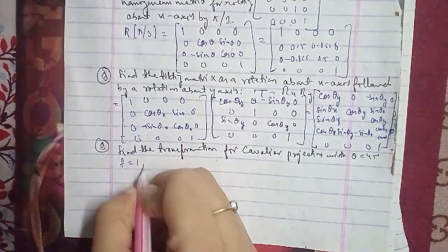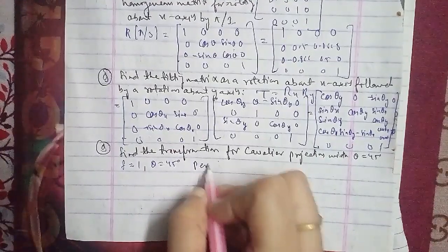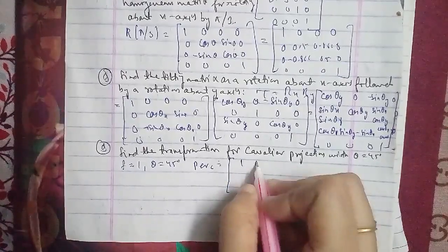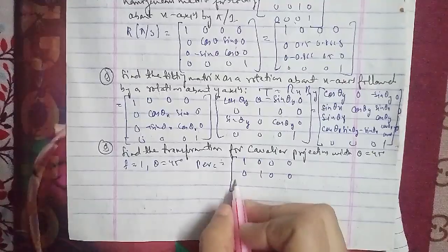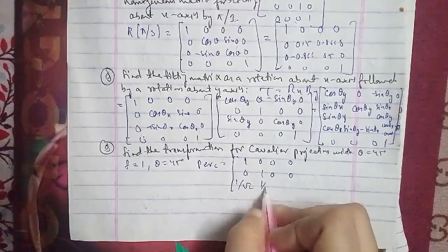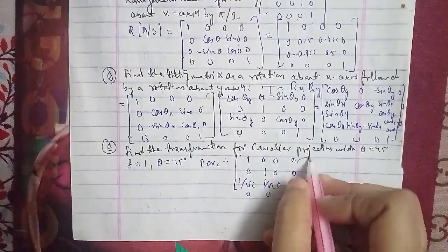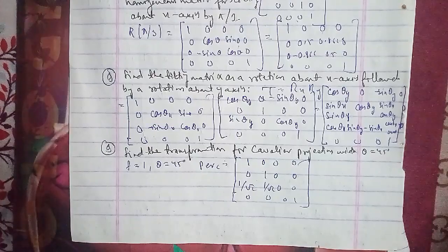So let's go ahead. The question is: find the perspective projection into the view plane where z equals d, where the center of projection is the origin.